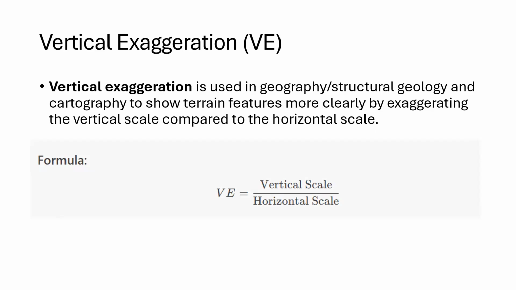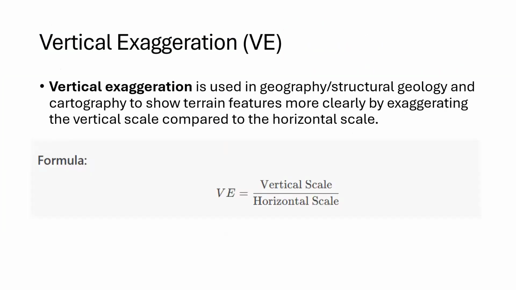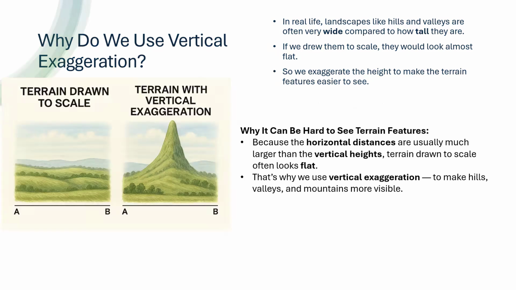Because if you don't exaggerate them, the features are not going to be clearly visible. They're going to appear flat. So we exaggerate the vertical scale so that mountainous regions or hills can clearly be visible. And we apply this formula: VE is equal to the vertical scale divided by the horizontal scale.